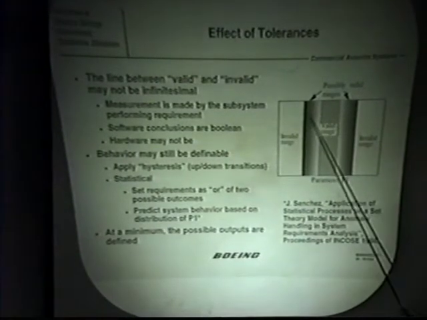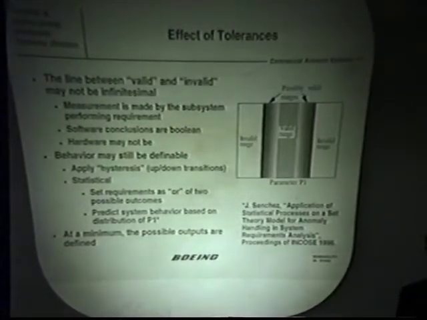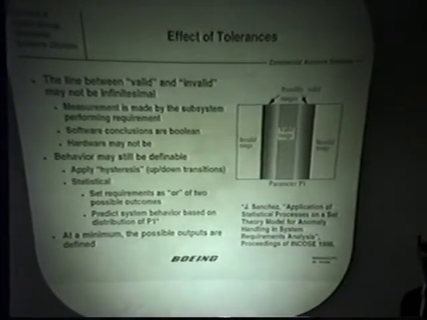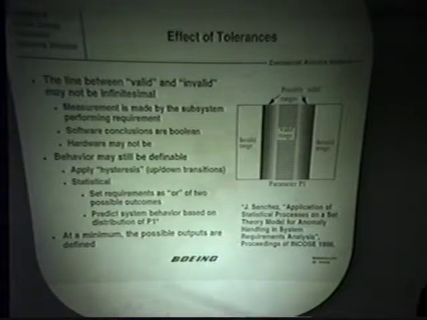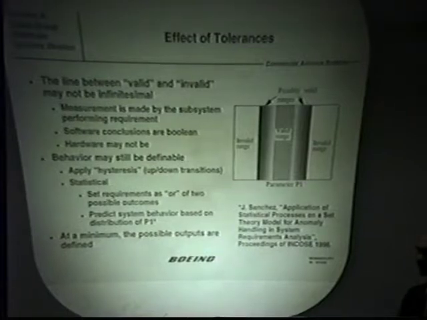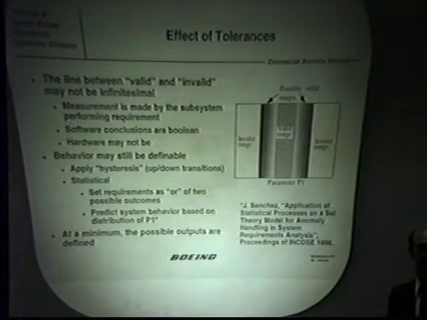Because the fact is the measurement is made by the subsystem that's performing the requirement, because that's the subsystem that has to decide whether it's a valid input or not a valid input. Well, software always has to come up with an answer. It's either a 1 or a 0. Or it's a 1, 2, 3, or 4, but it can never be fuzzy because the software has to make a conclusion.